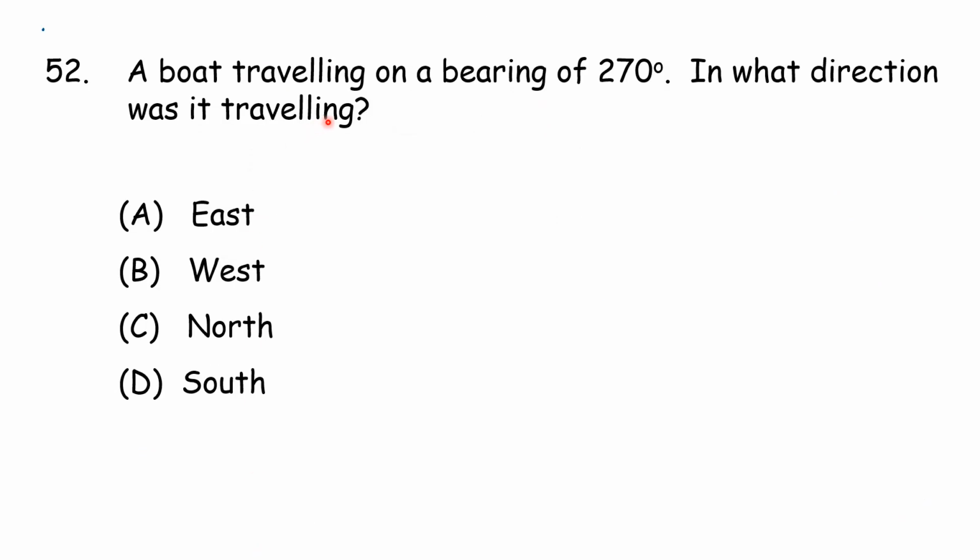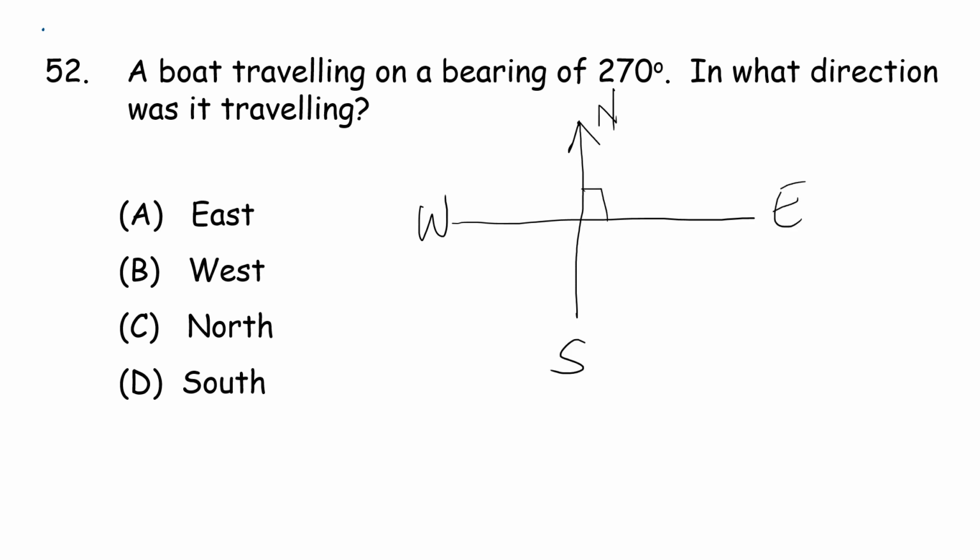52. A boat traveling on a bearing of 270 degrees. In what direction was it traveling? So let's draw our north line. And we know that this is west, east, and south. So here is 90 degrees, this is 180, and this would be 270. So we're traveling in that direction. So the answer would be B.